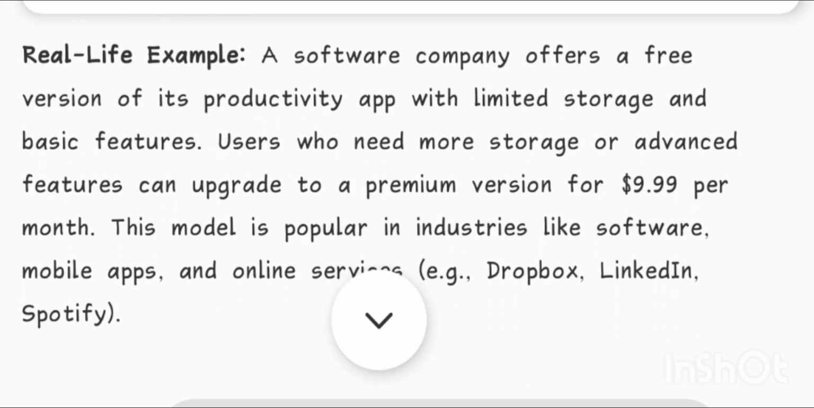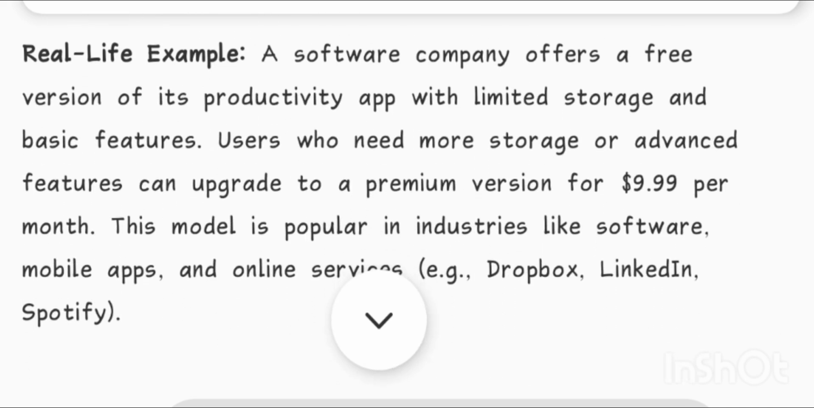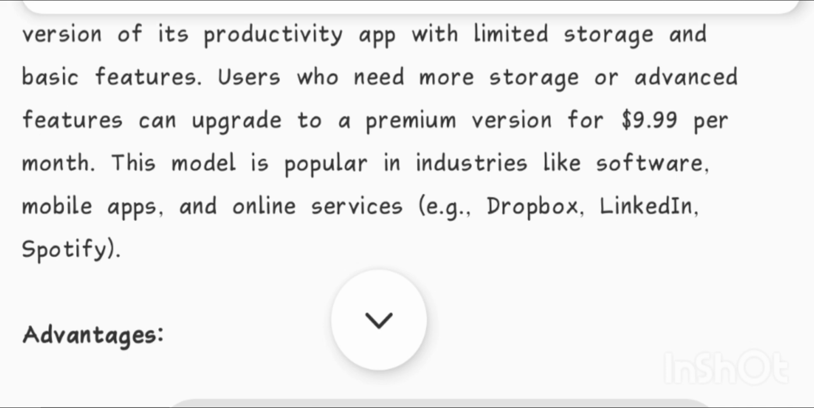Real-life example. A software company offers a free version of its productivity app with limited storage and basic features. Users who need more storage or advanced features can upgrade to a premium version for $9.99 per month. This model is popular in industries like software, mobile apps, and online services, e.g., Dropbox, LinkedIn, Spotify.